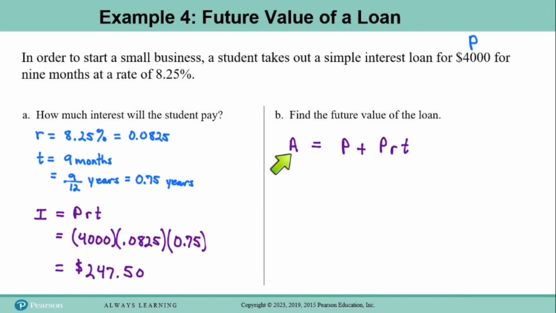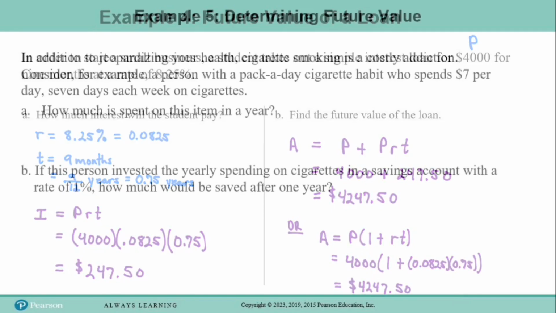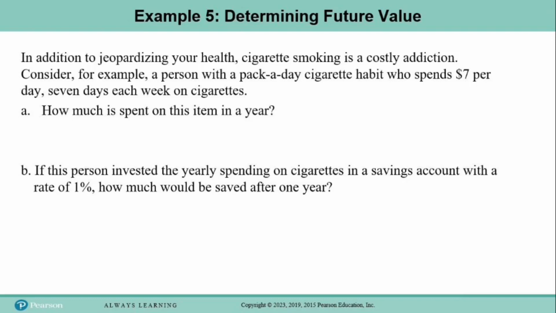So the future value of the loan is just the $4,000 principal plus the $247.50 interest. So the future value of the loan is $4,247.50. And I'm really glad you got a chance to see this example, because now you can really see that the future value is just the principal plus the interest. But if you wanted to use the other formula, you certainly could. If you didn't already have this number, then maybe this formula would be more convenient, and you could plug in the numbers the same way we have on the last couple of examples, and you would still get the same answer.